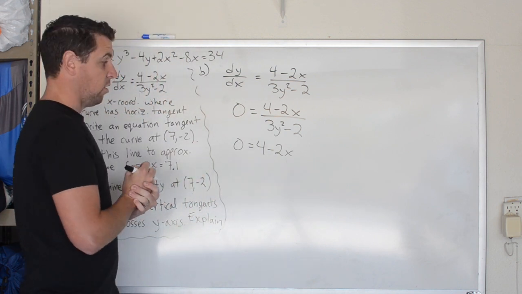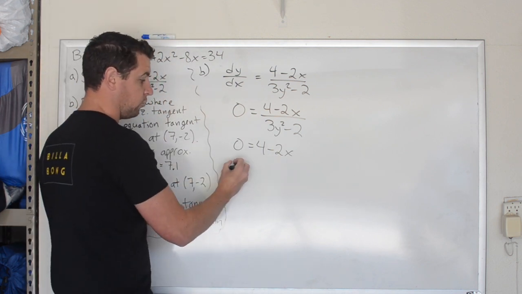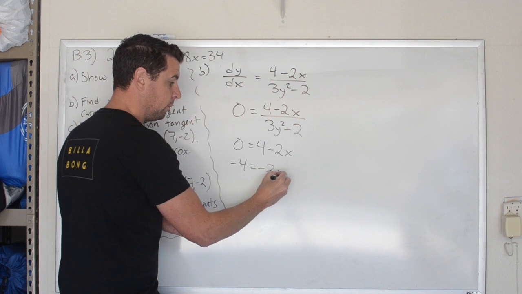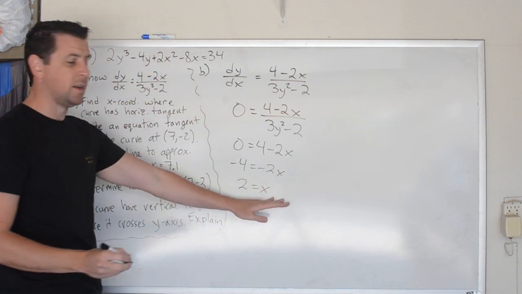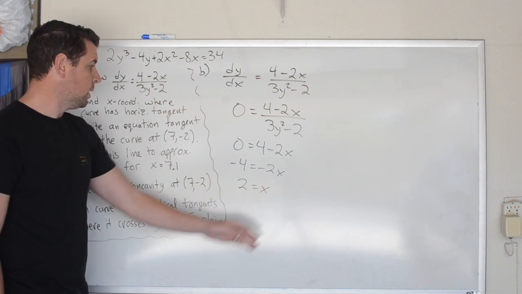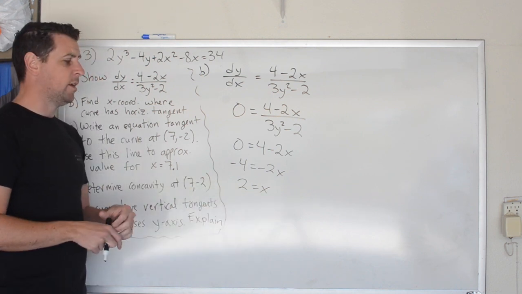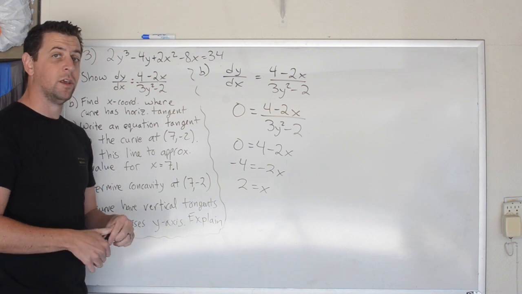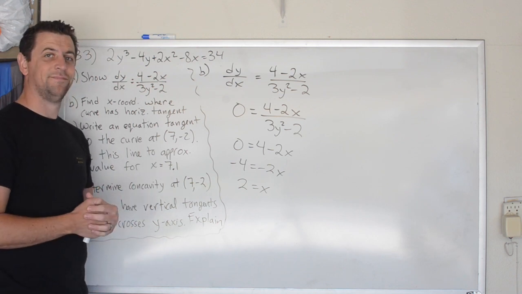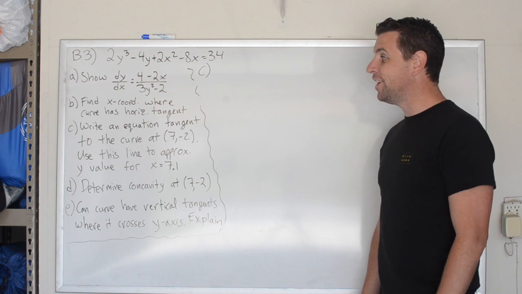At this spot I can solve for my x. I can subtract 4 over and divide by negative 2. And so that's when x is equal to positive 2. This is the x-coordinate where my curve has a horizontal tangent, and we've done part B. Okay, so I'm on to part C here.